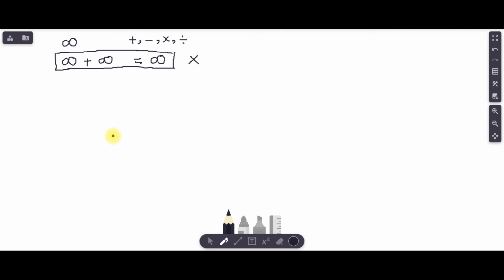Now comes the second one, that is minus as the operation. So I'll write infinity minus infinity. As I told earlier by taking an example, it can be 1, it can be 2, it can be 3, it can be 4, all depending upon this one. So this is an indeterminate form.